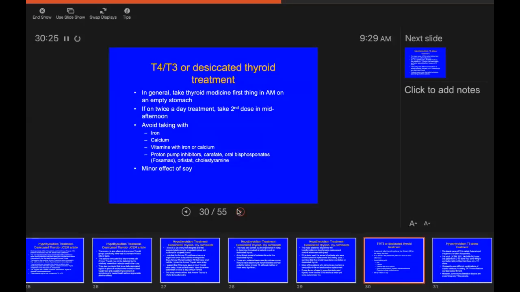Carafate, Fosamax, which is an oral bisphosphonate, orlistat or cholestyramine are all drugs that are pretty commonly used that interfere with the absorption. We'll talk about tyrosine in a second. I think with tyrosine, you don't have to worry so much about this, but in general, for the patients on either the desiccated thyroid or T4 or T4, T3, you want to avoid these things. I think there's a minor effect of soy. I don't think it's that much, but you're probably better not to take it with soy. I usually have people take it an hour or 45 minutes before they eat on an empty stomach, both in the morning and in the afternoon.